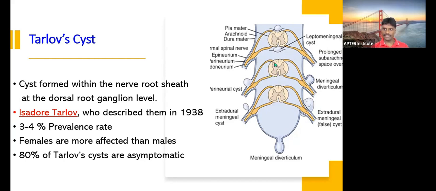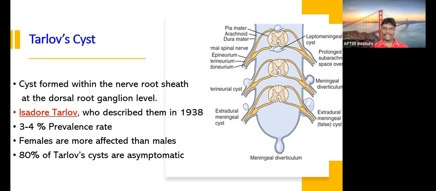Here are the anterior horn cells. And then the nerve which is coming out from the anterior horn cell is the anterior root. And then they both join together and form a mixed nerve here. At this level, you could see a small cyst here. This cyst is filled with cerebrospinal fluid, which is an extension of the CSF from the spinal canal itself.